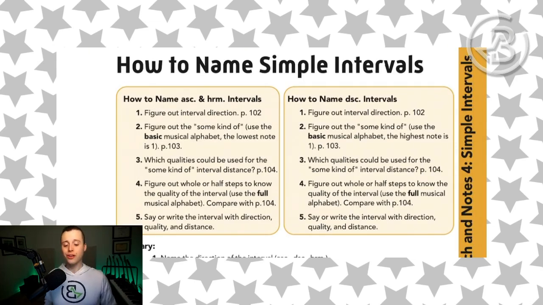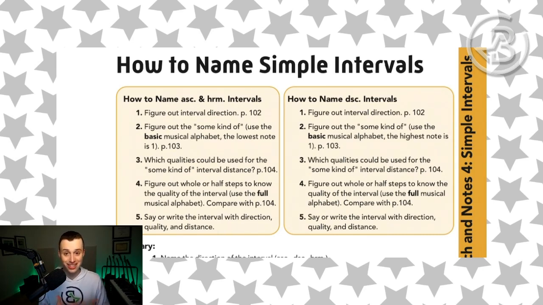In this lesson, we are going to summarize how to name and write interval names as well. So to name ascending and harmonic intervals, first you need to figure out the interval direction. Is it harmonic or is it ascending? Then you're going to figure out the some kind of interval using the basic musical alphabet counting up. Next, you need to ask yourself, which qualities could be used for this some kind of interval?